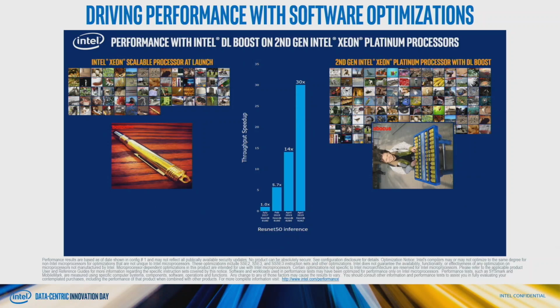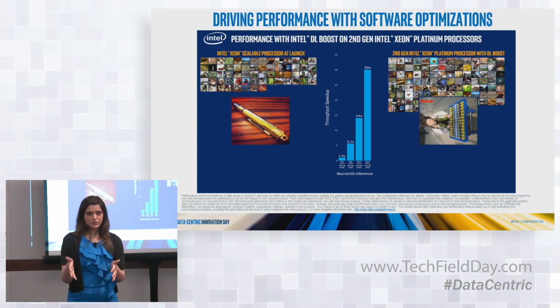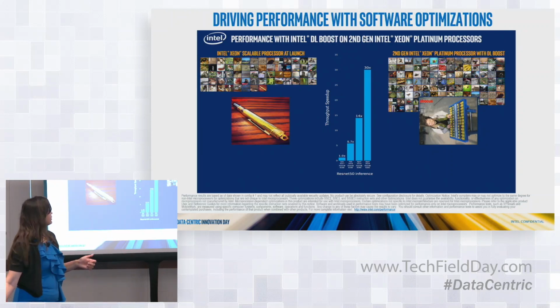On top of that, for a first gen Xeon Scalable, 14x is what we have today with DL Boost, and 30x is what we have, again, with the 9200 series with DL Boost. If I can make another comment.